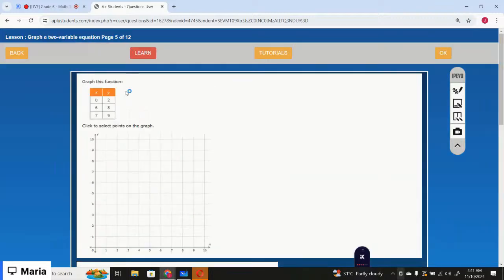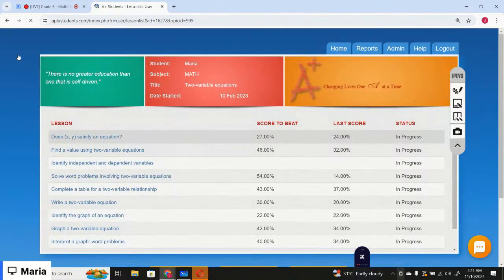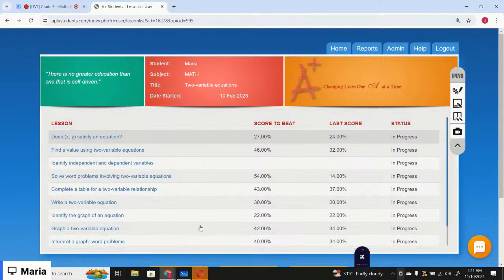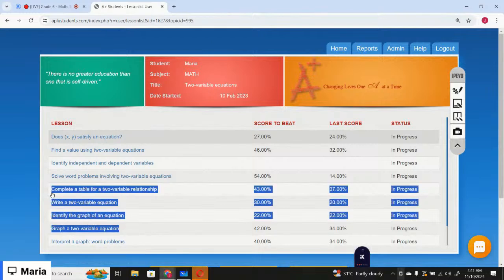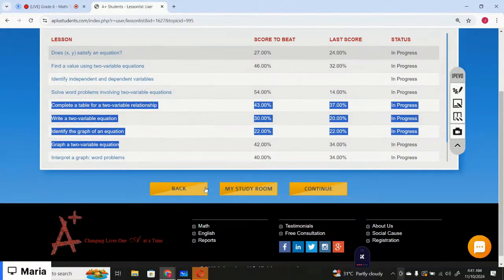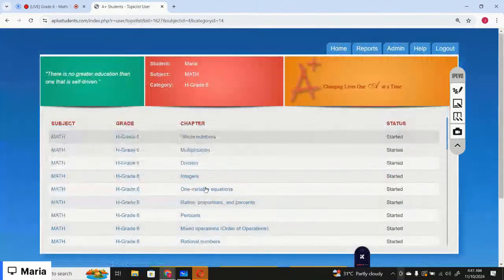Okay, you can complete the lesson by yourself later today. So we were working on grade 6 math. Chapter we are working on is two variable equations. The lessons we have covered today are complete a table for a two variable relationship, write a two variable equation, identify the graph of an equation, and graph a two variable equation. So please make sure before the next session you complete all the practice questions for the lessons we just did. That is your homework until next session.